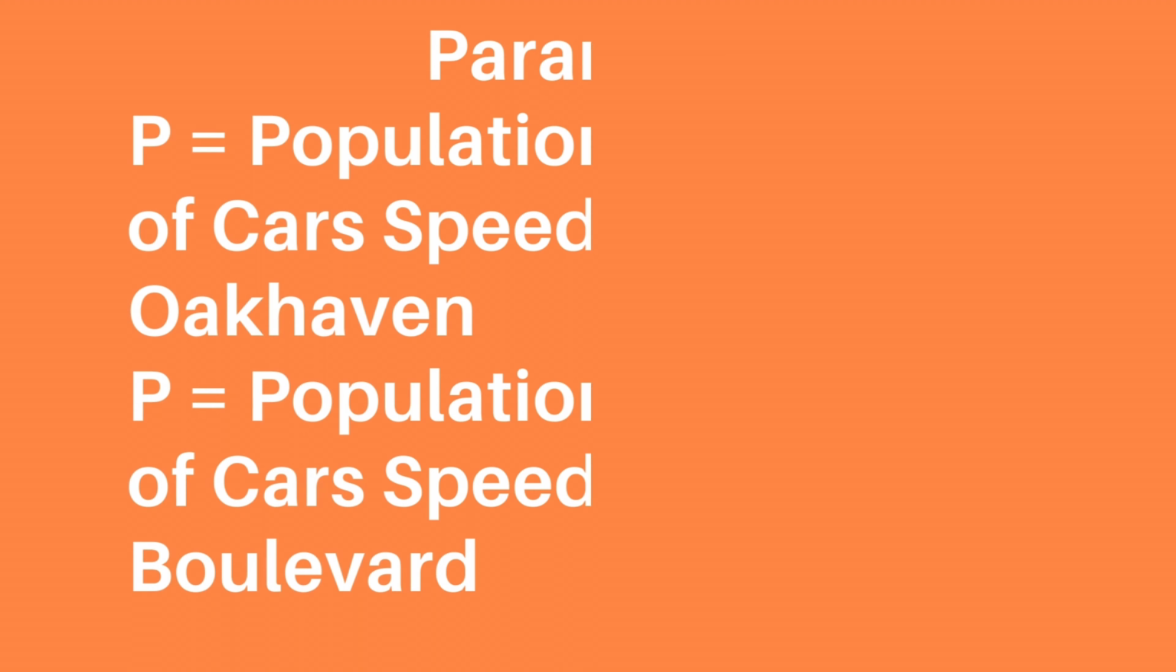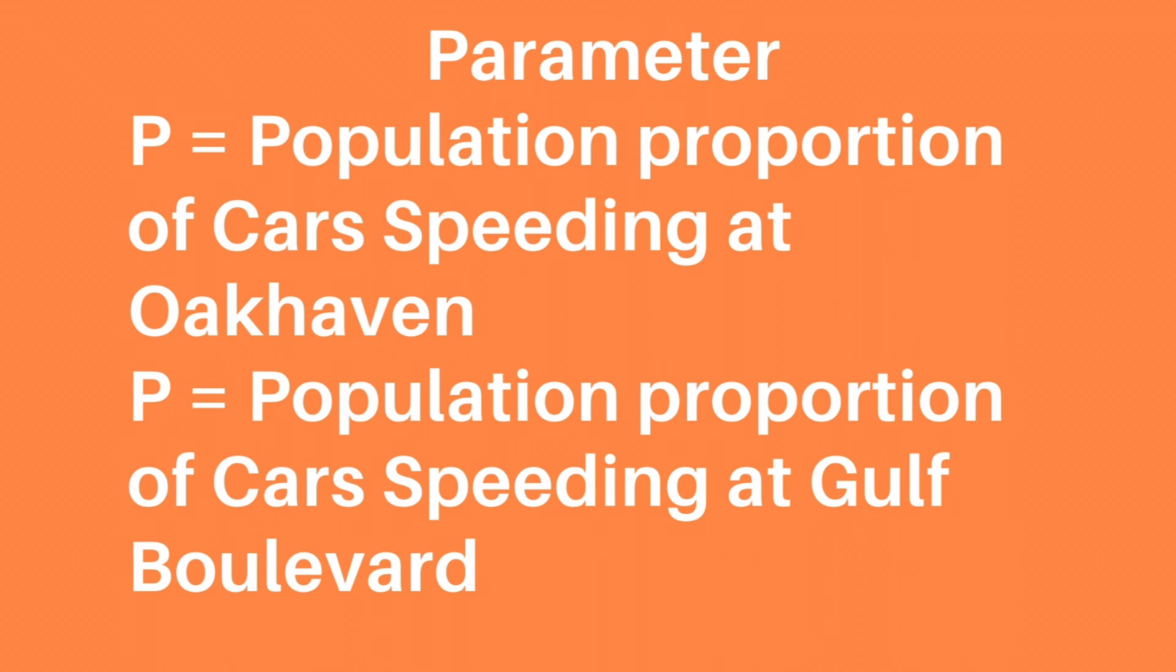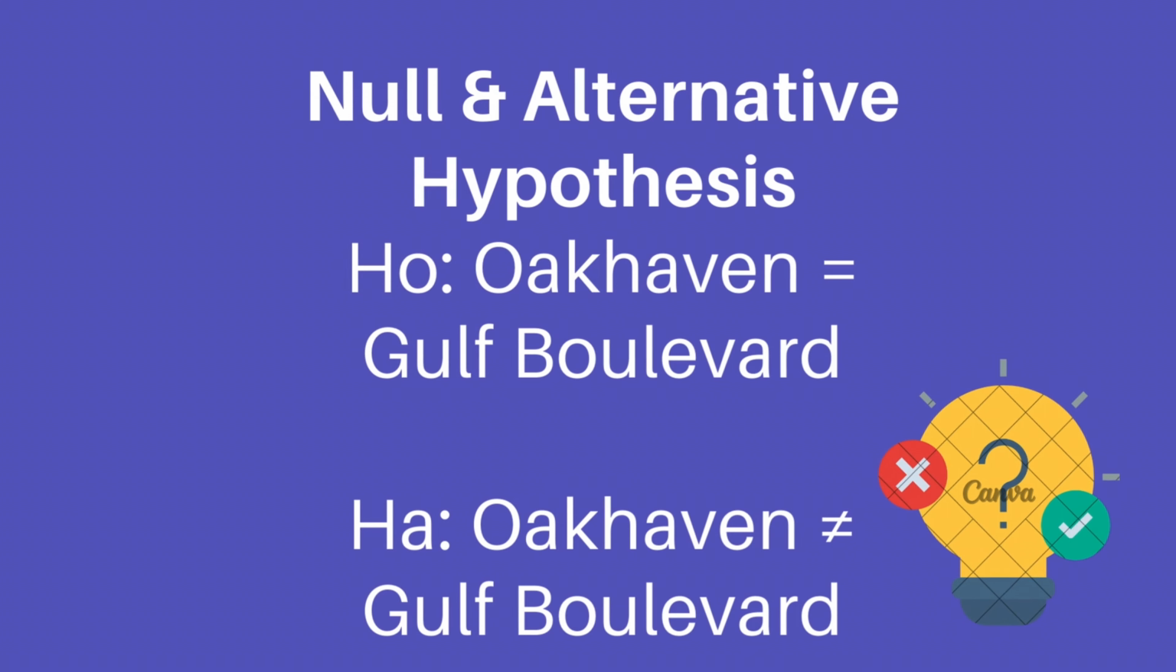In the case of our problem specifically, the two parameters are p Oakhaven equals the proportion of cars that follow the speed limit at Oakhaven, and p Gulf Boulevard equals the proportion of cars that follow the speed limit at Gulf Boulevard. Our null hypothesis is the population proportion of cars following speed limit at Gulf Boulevard and Oakhaven is equal, while our alternative is that they are not equal.